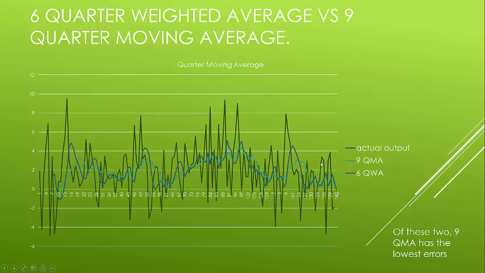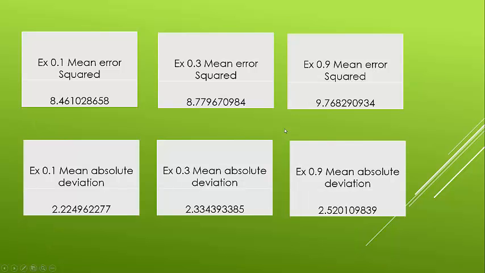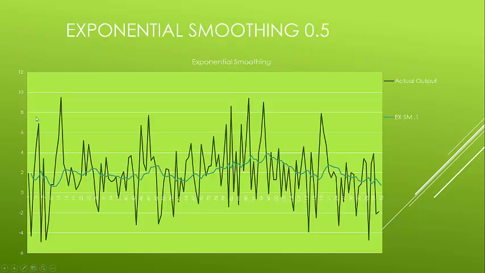Both are doing fairly well, but of these two, 9/4 moving average has the lowest errors. I'm just telling you that for sake of speed. You can go back and check in the data if you want. Here's exponential smoothing using 0.1, 0.3, and 0.5. Here are their errors. You can see that exponential 0.1 has the lowest mean squared error and the lowest mean absolute deviation. There's it separated right there.